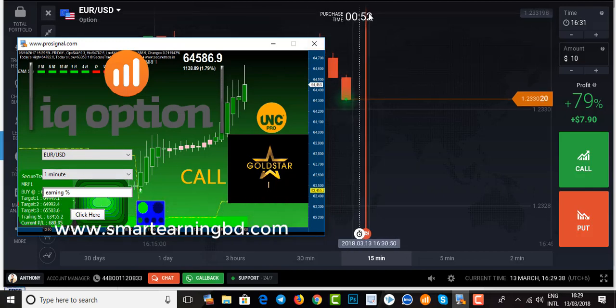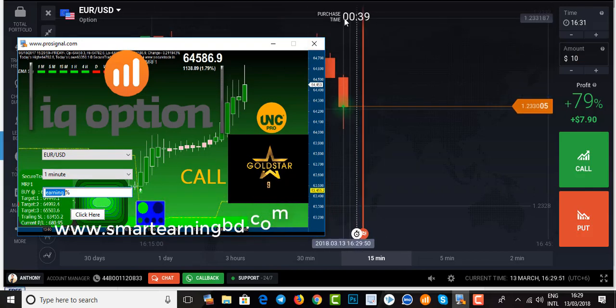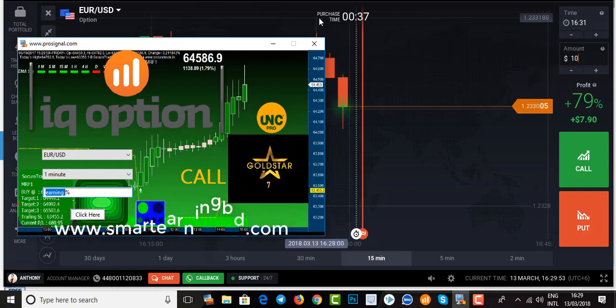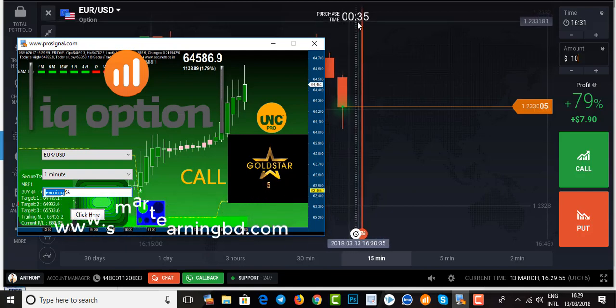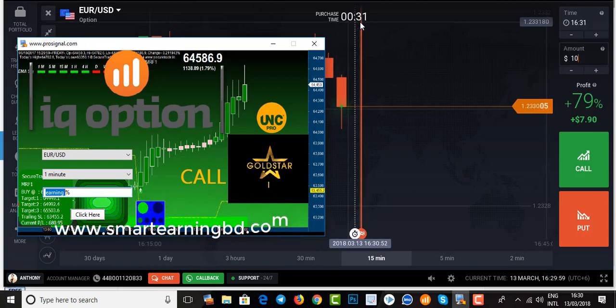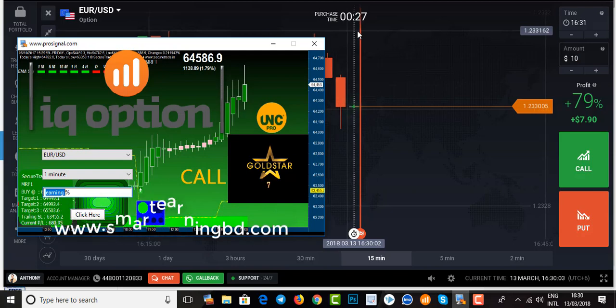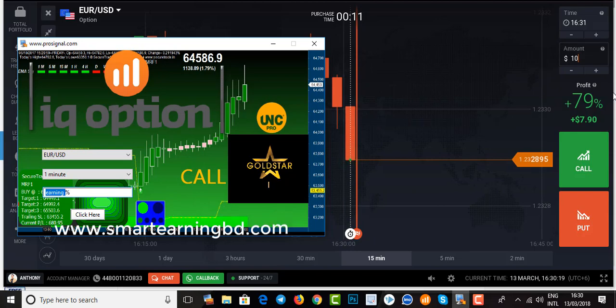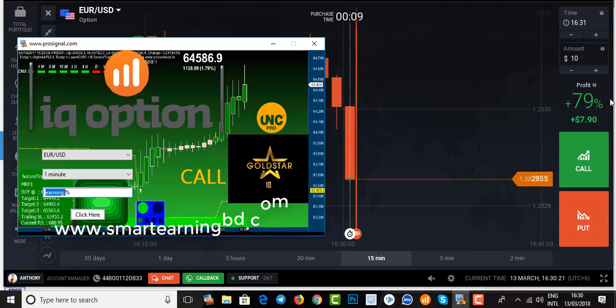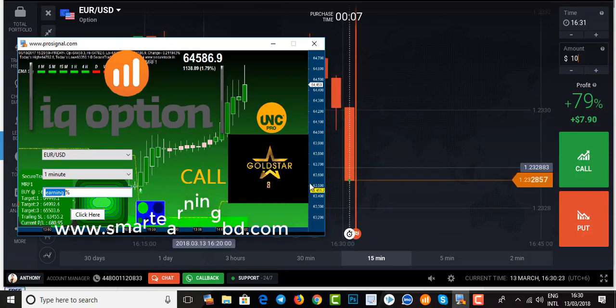Before that, if the position is not the same, you don't need to trade. When you see the purchase time at 2 seconds or 5 seconds, then give a trade, then it will give a good result. First of all, need to understand the market. The earning percentage is this one. The profit percentage is the earning percentage.